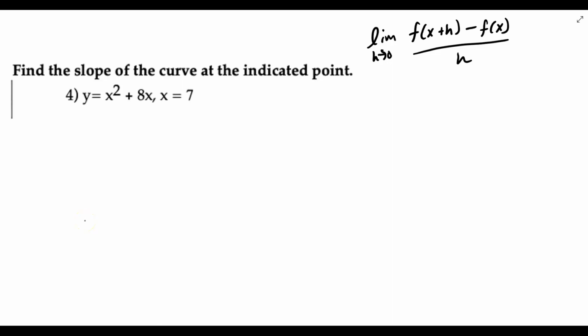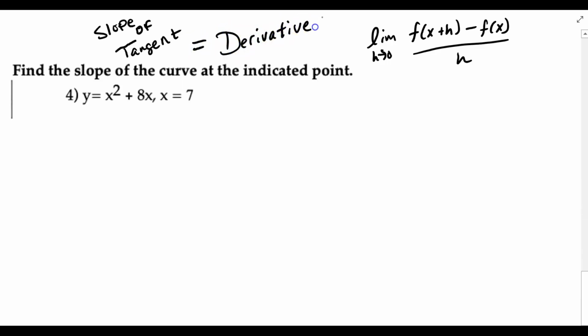We're asked to find the slope of the curve at the indicated point. So what is it that they're asking us? They're asking us for the slope of the tangent, which we know is something called the derivative. All right, it is the derivative.